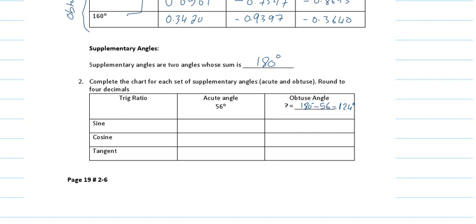Okay, sine 56. What is sine 56? 0.8290. Can you find cosine 56 for me?